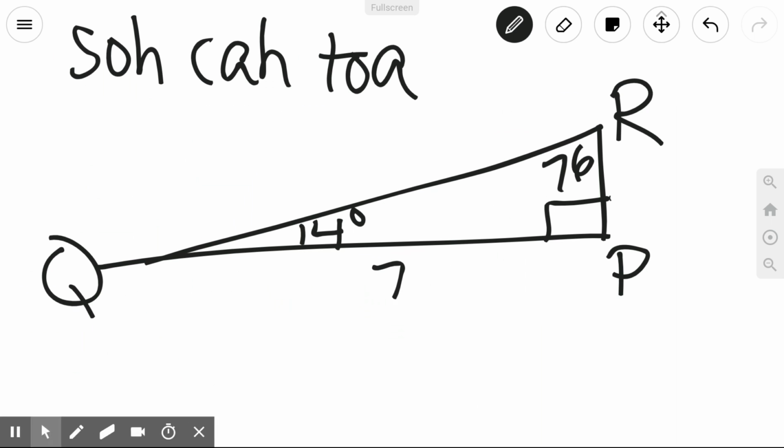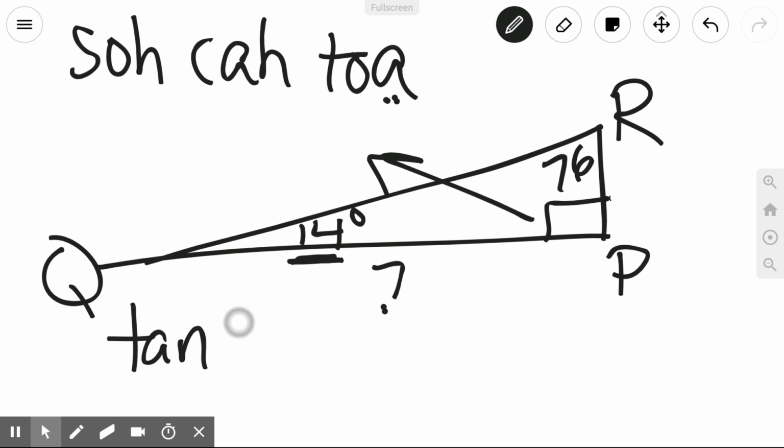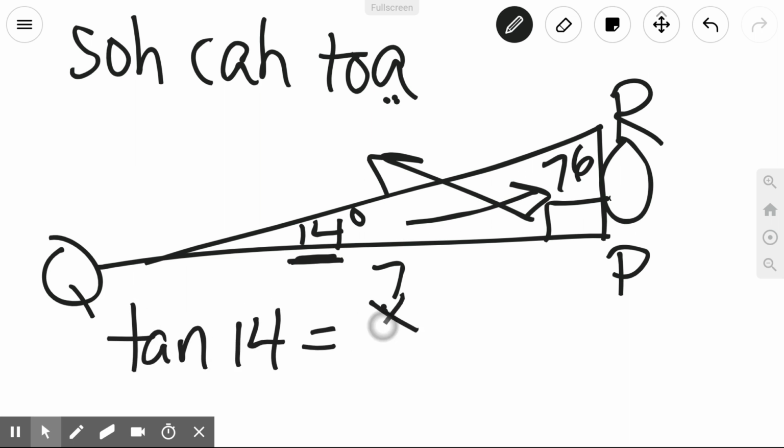I have this angle here. That's an adjacent. I kind of like that. If that's an adjacent one, and I can put that on the bottom, I'm going to use tangent. Because it's adjacent, it's right next to the 14. It's not the hypotenuse. Hypotenuse is over here. So I'm going to do the tangent of 14, and that equals opposite. The opposite is over here. I don't know that. That's x over the adjacent, which is 7.